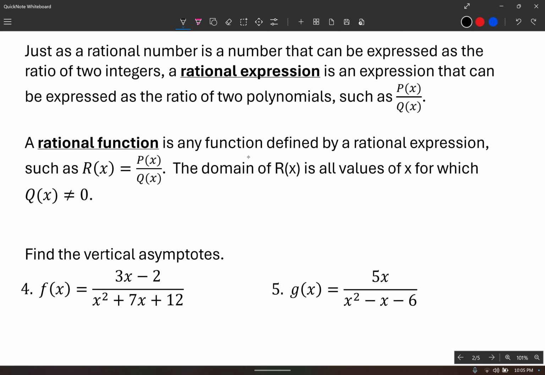The ratio or the division of two integers. A rational expression is an expression that can be expressed as the ratio of two polynomials, such as p of x over q of x. So we just have one polynomial divided by another polynomial. A rational function is any function defined by a rational expression, such as r of x equals p of x over q of x. The domain of r of x is all the values of x for which q of x does not equal 0. That's because q of x is what we're using to represent the denominator. We can't have a 0 there, so we would have to state that in our domain.